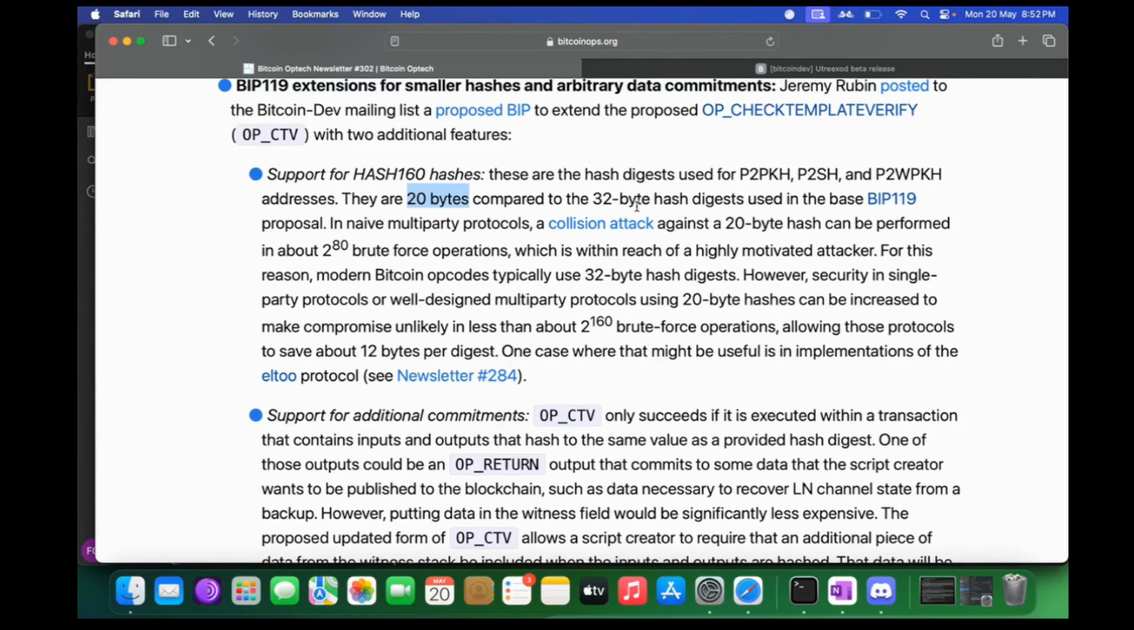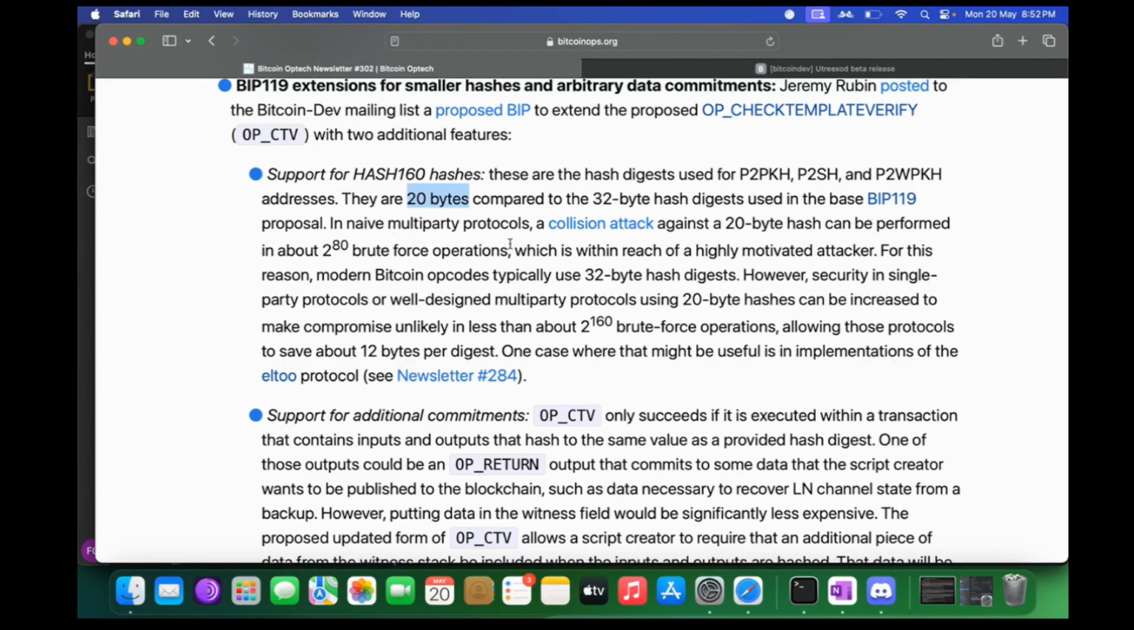So if an attacker is trying to brute force, the chances of breaking the hash function that gives a 32 byte digest are lower, and for 20 bytes they are higher. We were using 32 bytes, SHA-256, which was proposed to hash the template, but now hash 160 is being proposed. So you save 12 bytes, but the chances of collision go up. If I read the entire thing, they are 20 bytes compared to the 32 byte hash digest used in the base BIP 119 proposal.